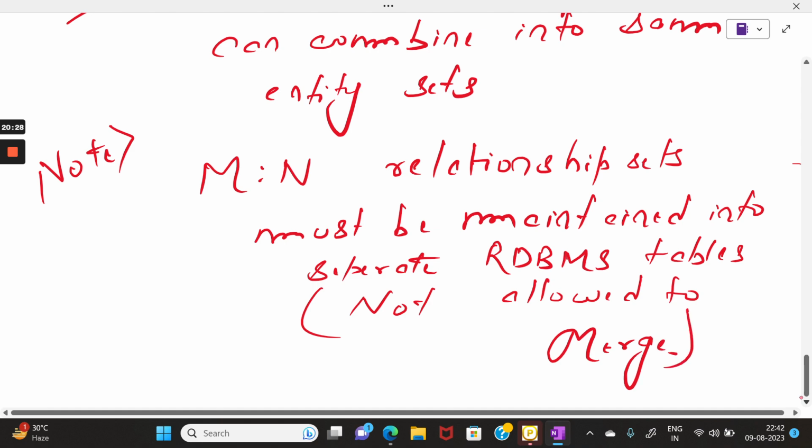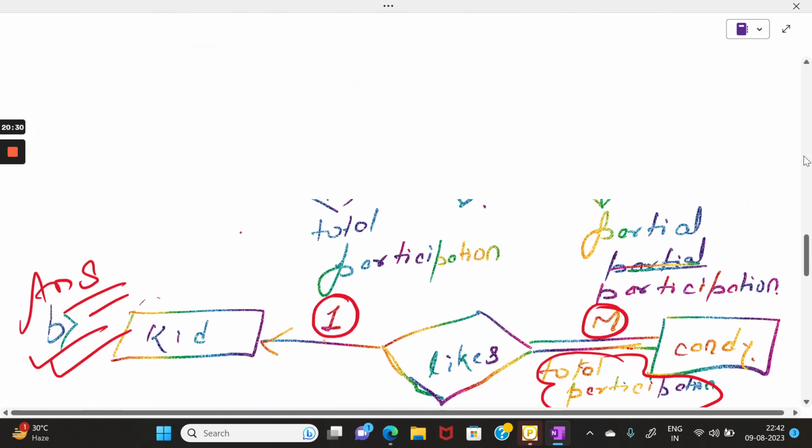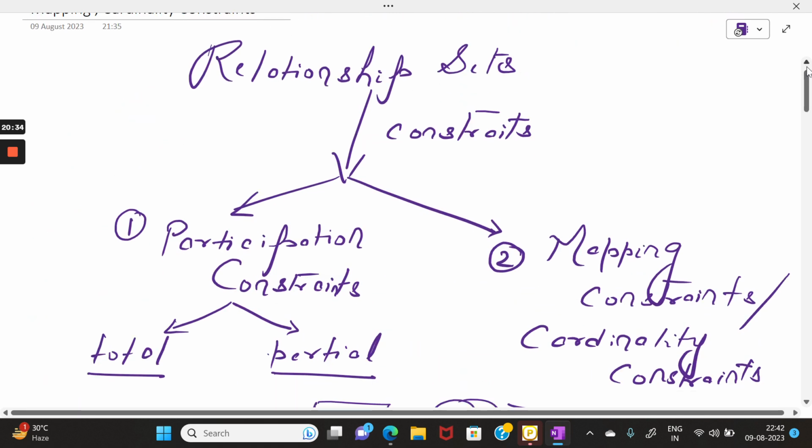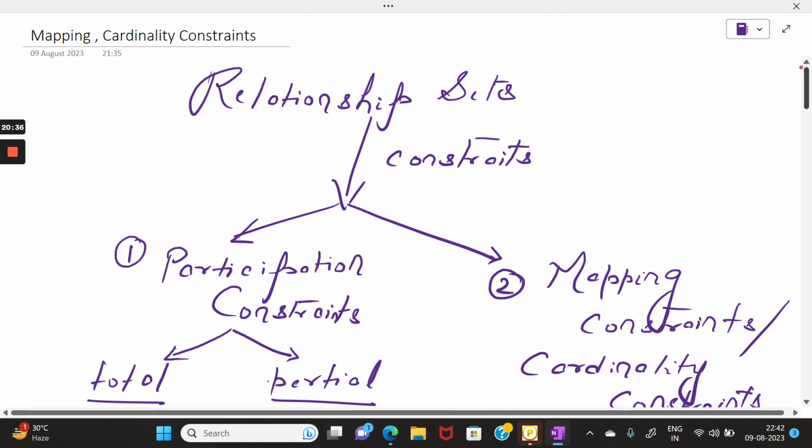So that is why we have learned about these participation constraints and cardinality constraints. We are going to look into this in the next lecture. Till then, goodbye. Have a nice day.